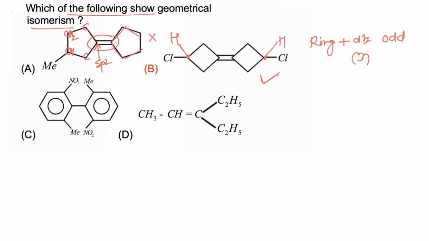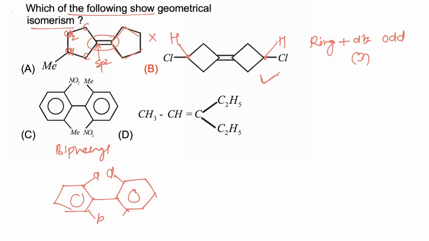Now consider example C, the biphenyl molecule, which has different units. Any biphenyl molecule having crowded atoms at the ortho position will show optical isomerism, because this is a non-planar molecule. One ring is vertical and one ring is horizontal. So this molecule will not show GI, rather it will show OI. So C will not show GI.